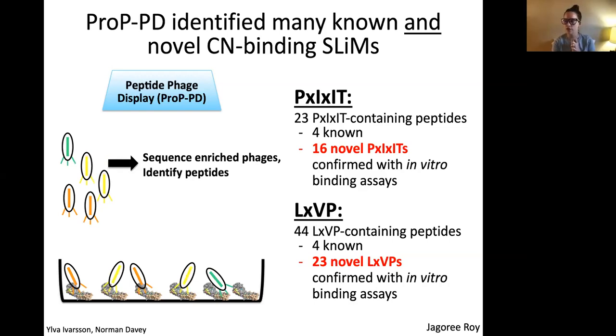And a fellow researcher in the lab, Jaggery Roy, who's the co-first author on this paper with me, validated each and every one of these novel PxIxITs and LXVPs through individual in vitro binding assays. So what's really exciting here is not only that we identified so many novel PxIxITs and LXVPs, but that each of these peptides really represents an individual protein that could be regulated by calcineurin. And so we've not only identified candidate substrates, but more specifically the precise motif that calcineurin might be using to interact with them, which is really powerful when you're performing downstream functional analyses.